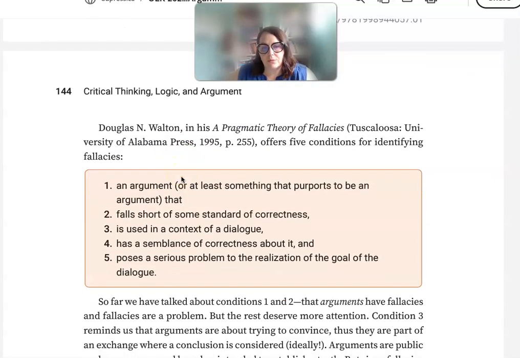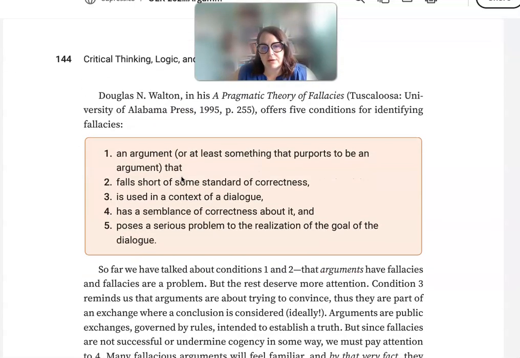And so we have a definition of fallacies in the textbook. This is taken from Douglas Walton. There's a lot of ways to define fallacies because there are a lot of fallacies. And so when I give these 5 conditions, I want you to think of it as a rule of thumb that is helpful, but that's not true of every fallacy all of the time.